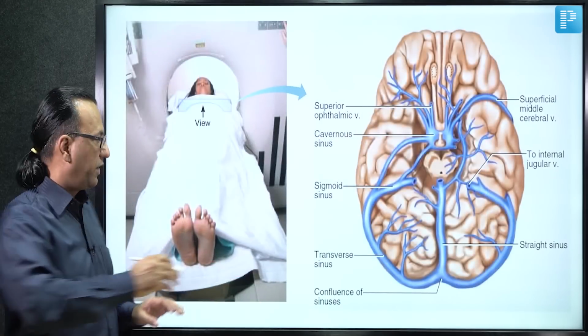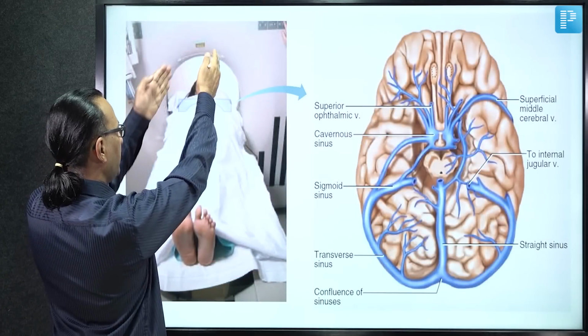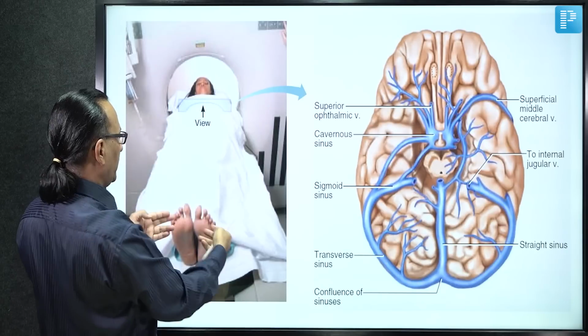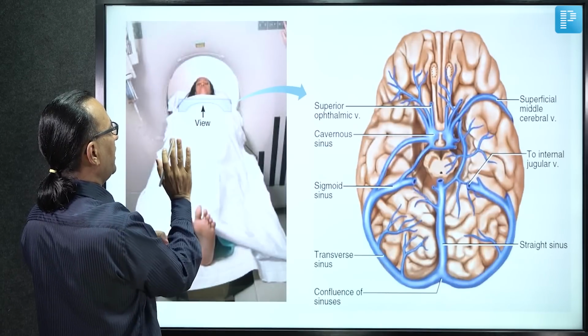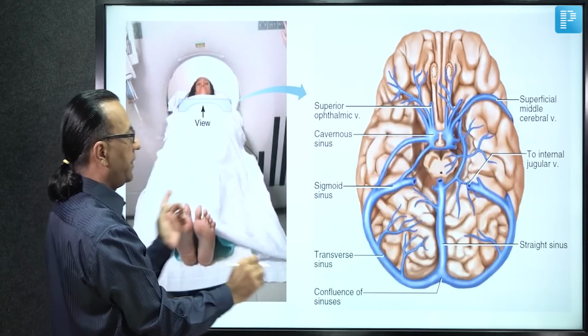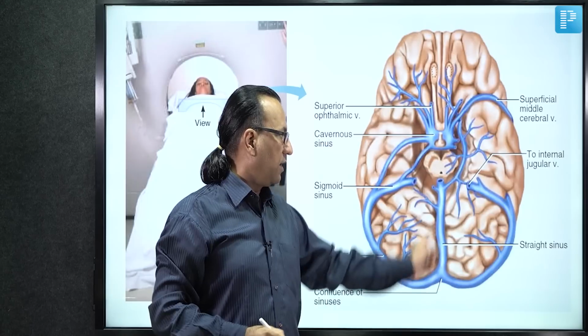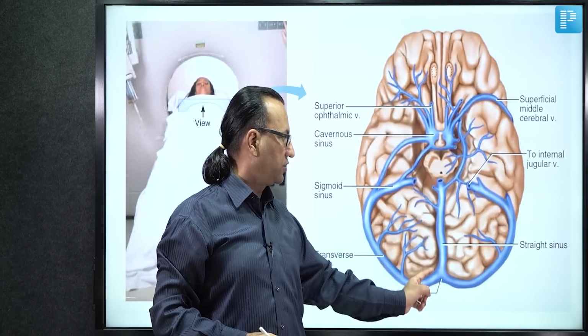This is an inferior to superior view. This is the patient lying in supine posture. The feet are towards us. The head is away from the viewer, and we are taking an inferior view of the brain, and there you can understand the formation and the course of the straight sinus.